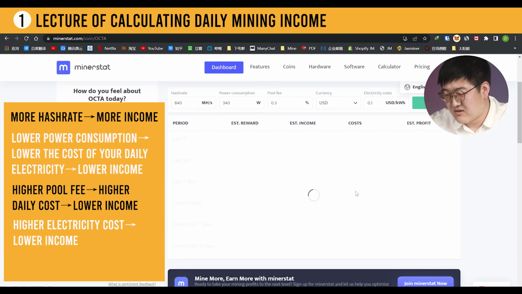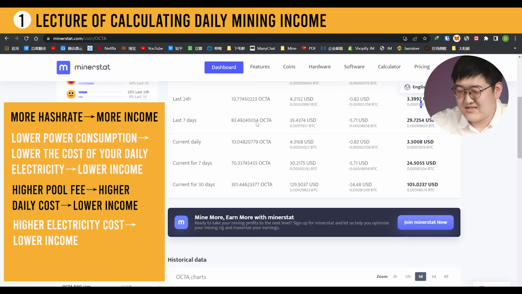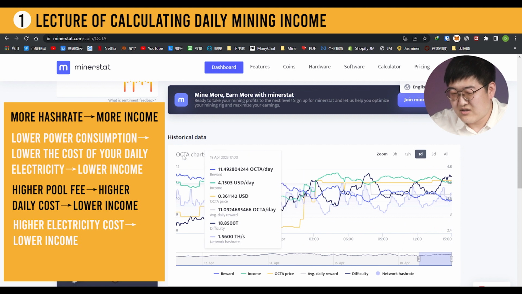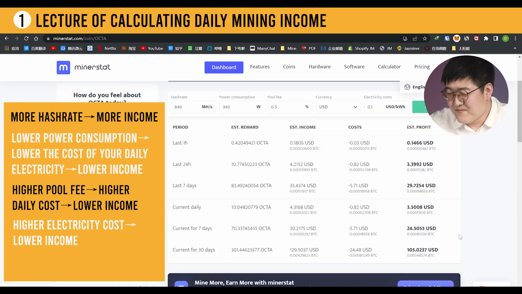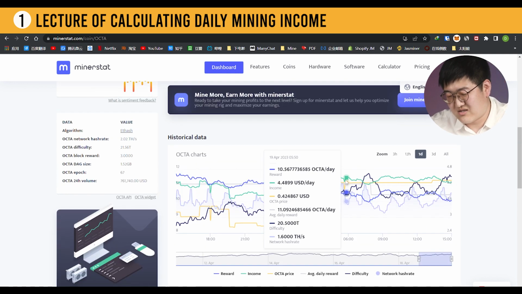So you can see this cost will be slightly higher, and your daily mined OCTA will be lowered. That's because the pool will just directly cut the pool fee from your OCTA payout. And you shall see the final estimated profit, net income, will be 3.39 US dollars per day. This is just for your calculation. And here is a historical chart. Actually, the figures behind the daily mining income are quite a bit more than this.